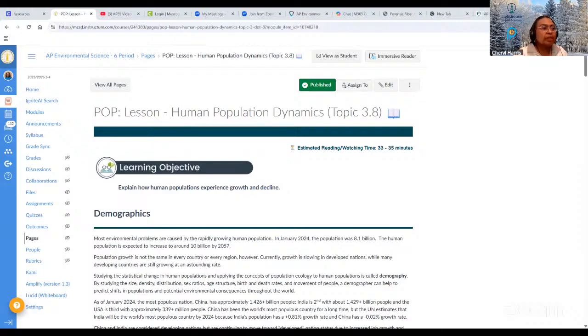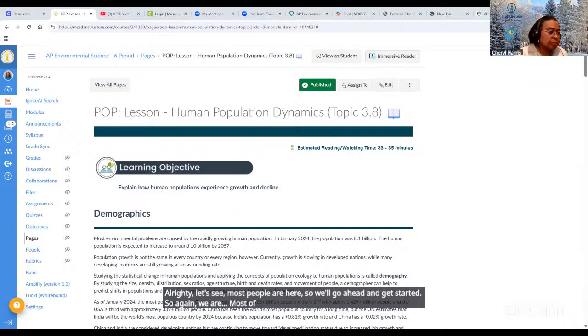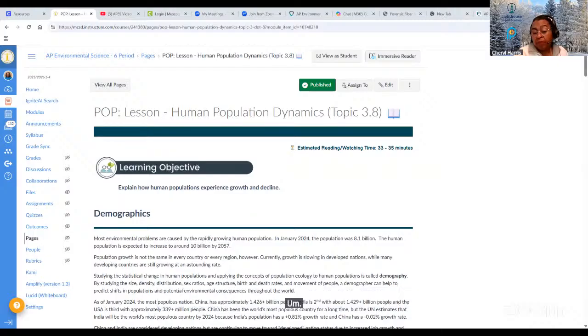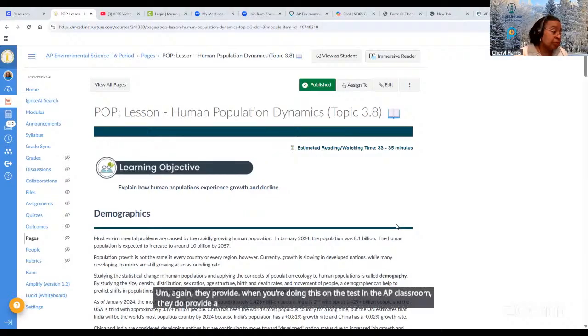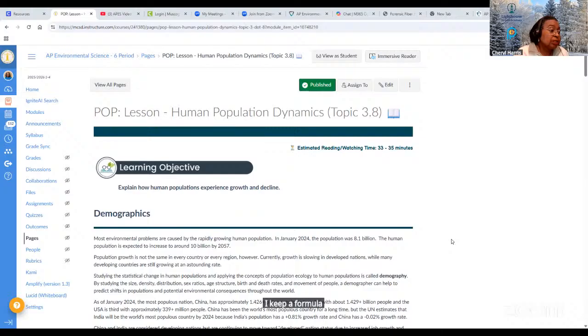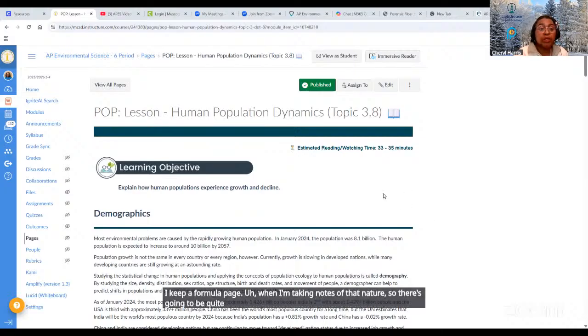All righty. Most people are here, so we'll go ahead and get started. Again, most of you have already completed your calculations, and that was pretty good. When you're doing this on the test in the AP classroom, they do provide a calculator within the system, so you can use those. It's one of those formulas that you just have to keep a formula page for when you're taking notes of that nature. So there's going to be quite a few formulas with this section.